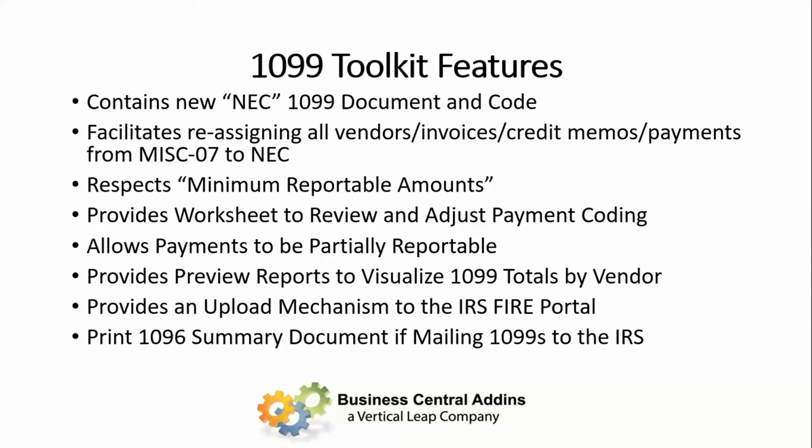Finally, if you are not going to upload it electronically and you're going to print and mail your 1099s to the IRS, they require that you have a summary document, a 1096 summary document, for each type of 1099 that you're going to be mailing. So you have to have a 1096 for MISC, and another 1096 for NEC. Interestingly enough, neither NAV nor Business Central has the ability to print a 1096 form, even with the update, and never has. So we give you the 1096.